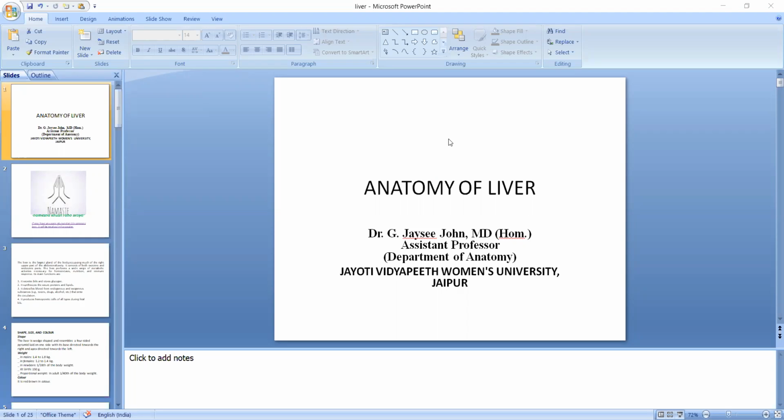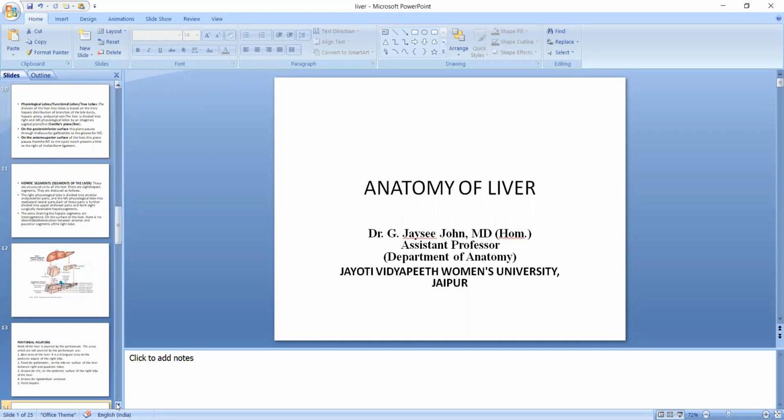So today we are discussing the rest of the part of the anatomy of the liver. And if you find any doubts, any query, please write it below in the comment box, and I will resolve it very soon. So now we will start from the hepatic ligaments.